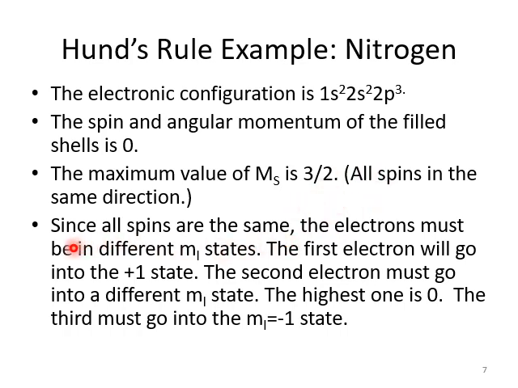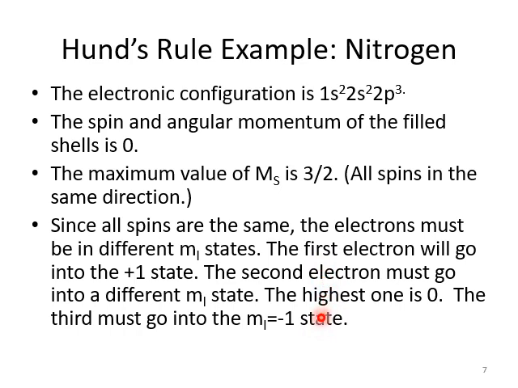Since all the spins are the same, the electrons must be in different m sub l states. According to our rule on the previous page, the first electron goes into the highest angular momentum state, which is the plus 1 state. Second electron will go into the next m sub l state. The highest one that's left is the 0 state. And the third must go into the m sub l equals minus 1 state.